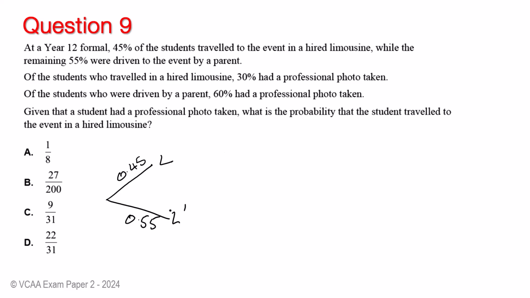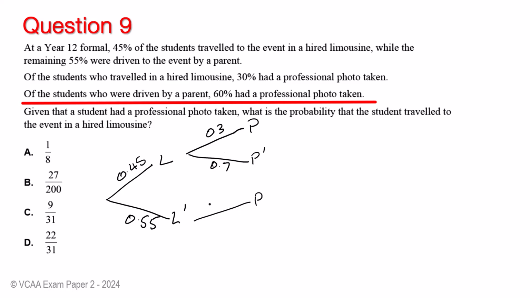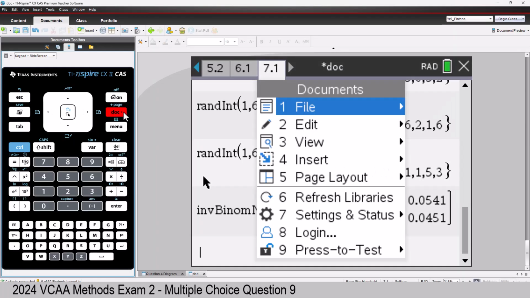The next branch of the tree is for a student getting their professional photo taken, or not. Of the students that travelled by limousine, the probability of a professional photo is 0.3. So the students that travelled by limousine and did not have a professional photo is therefore 0.7. Moving on to the students that did not travel by limousine, we're told that the probability of getting a professional photo was 0.6 and therefore not getting a professional photo 0.4. With the tree diagram complete, we need to find the probability that a student travelled by limousine given they had a professional photo taken.